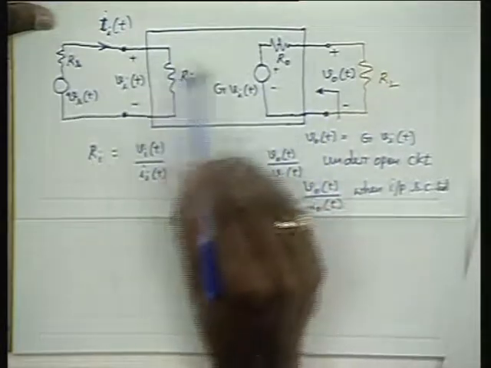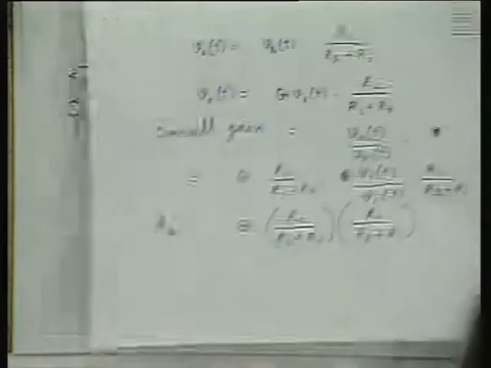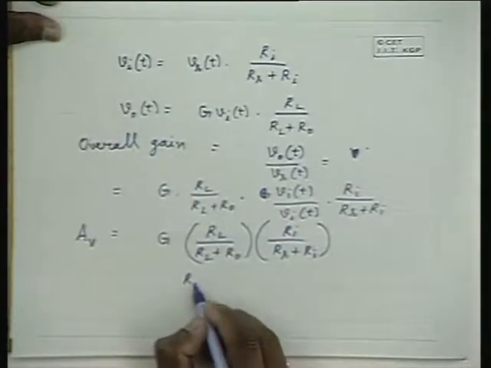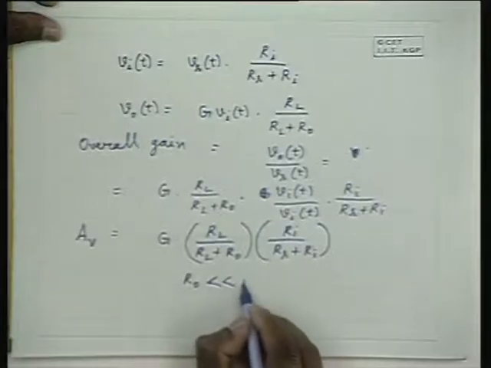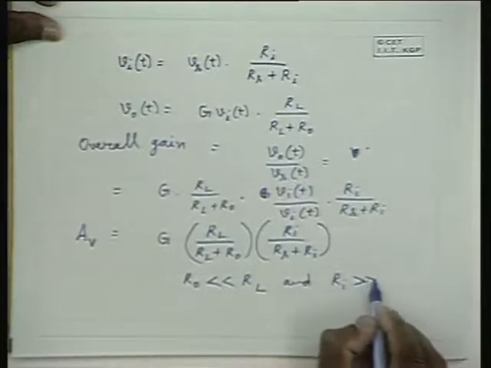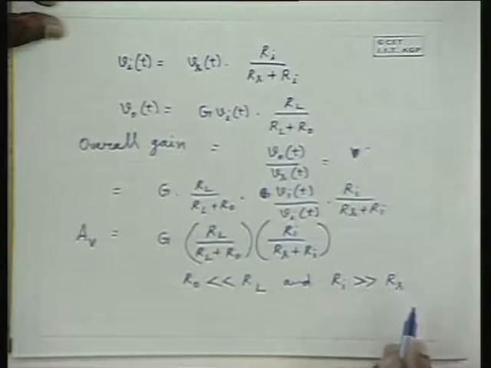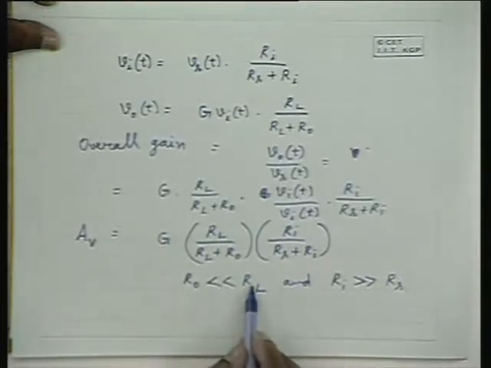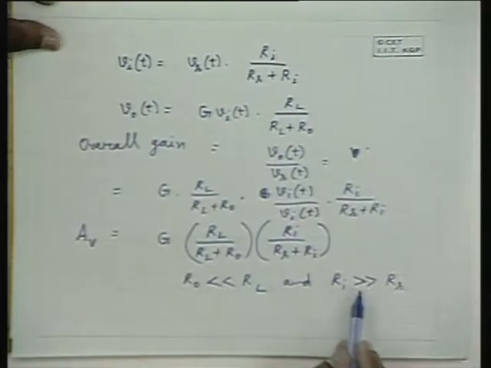So, in order to get large gain in a voltage amplifier, we want R naught to be much smaller than RL and Ri to be much larger than Rs. Therefore, for the voltage amplifier, these are the desirable things. That means output impedance should be much smaller than the load resistance and the input impedance should be much larger than the source resistance. Is it clear? So we shall continue the classification in the next class.